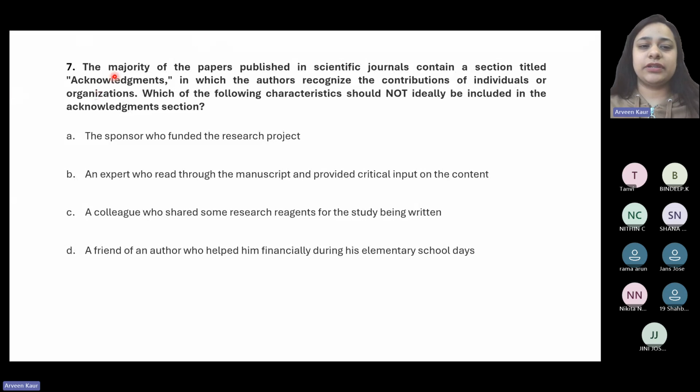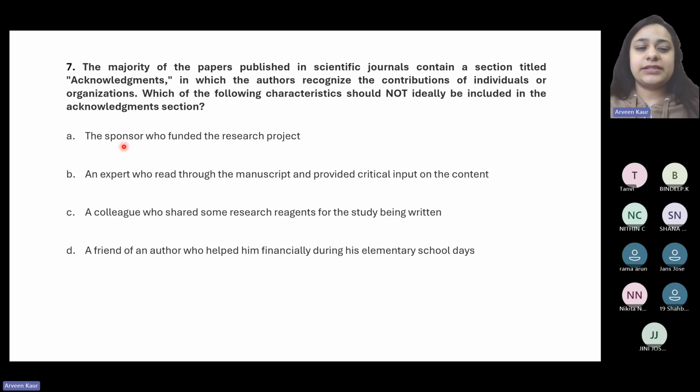Then, question number 7. The majority of the papers published in scientific journals contain a section titled Acknowledgements, in which the authors recognize the contributions of individuals or organizations. Which one of the following characteristics should not ideally be included in the acknowledgement section? So, if you remember in the previous session, we have done a very similar question. So I hope that at least the people who had done that question will answer this correctly.